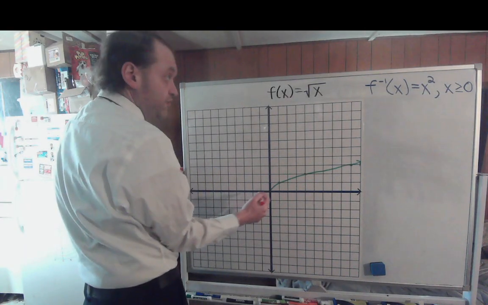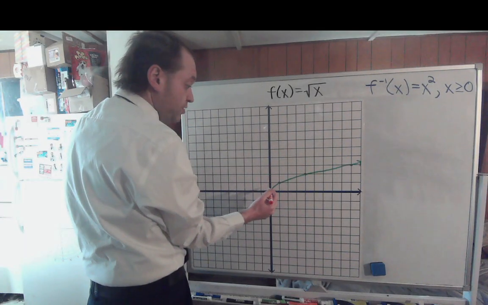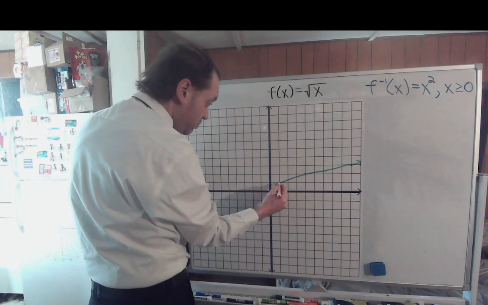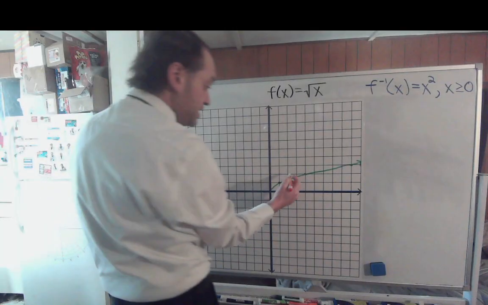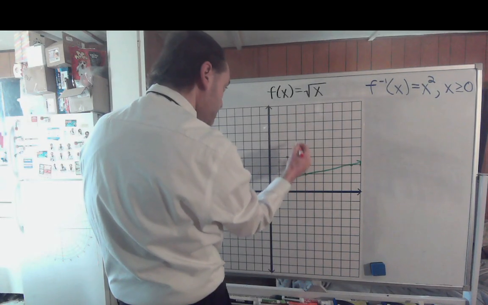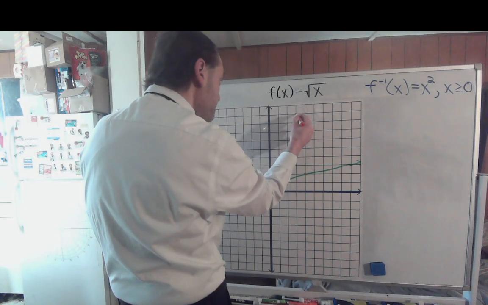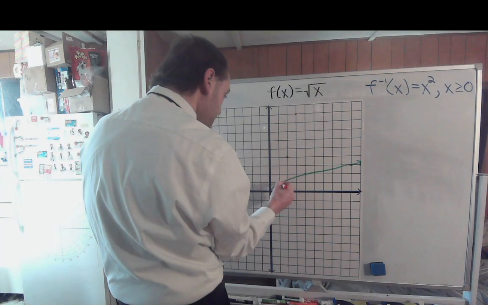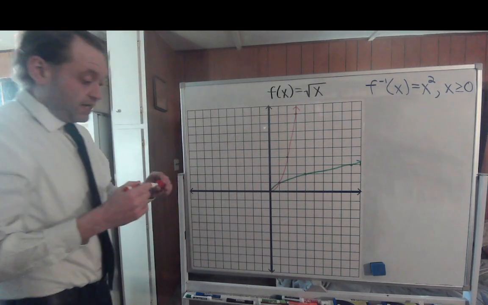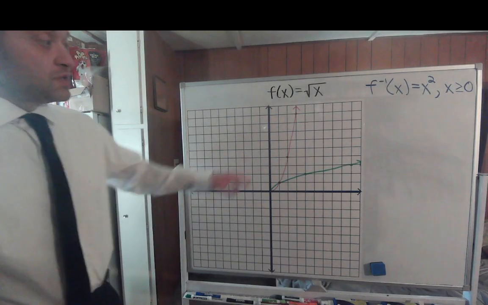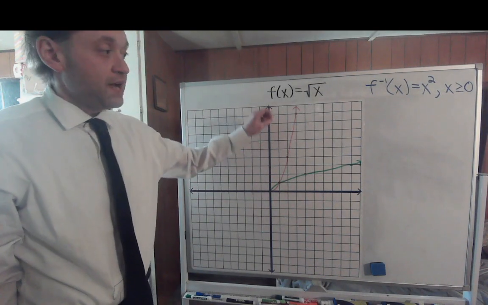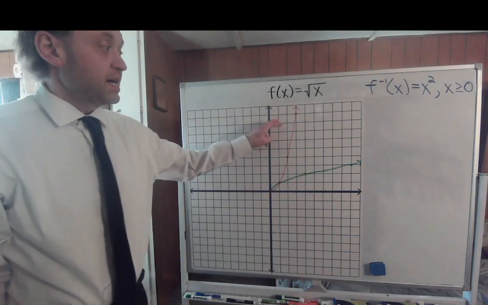So if you put in 0 for x squared, you'll get 0. Put in 1 for x squared, you also get 1. If you put in 2 for x squared, you end up getting 4. Put in 3, you get all the way up to 9. So here's the right side of the parabola right here for f of x equals x squared. So here's f of x equals square root of x. Here's f inverse of x equals x squared.